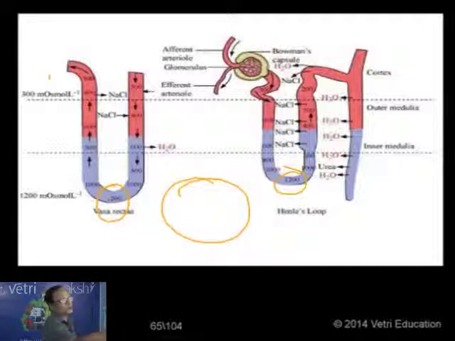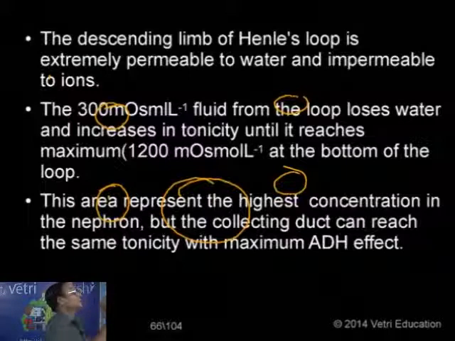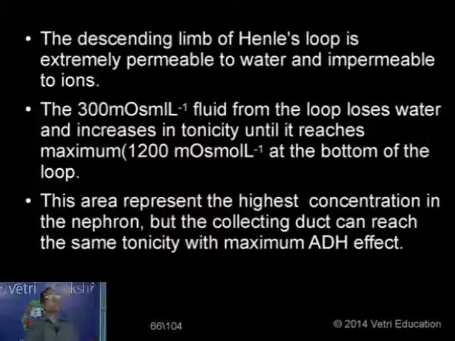See, the sodium chloride is leaving from here and entering here, you see that one in the descending limb. A simple diagram once again, the same one. I mentioned earlier the same statement, and I want to repeat it: the descending limb of Henle's loop is extremely permeable to water and impermeable to electrolytes. That is a major factor in the mechanism.